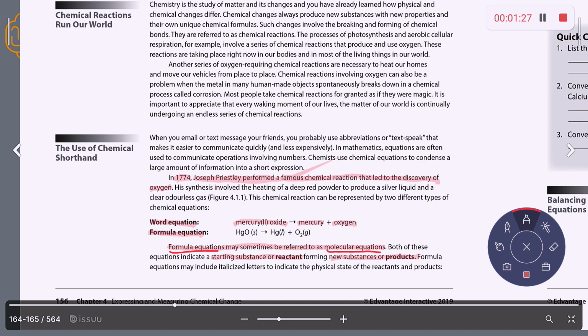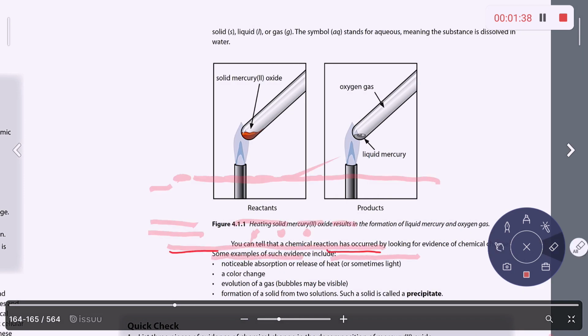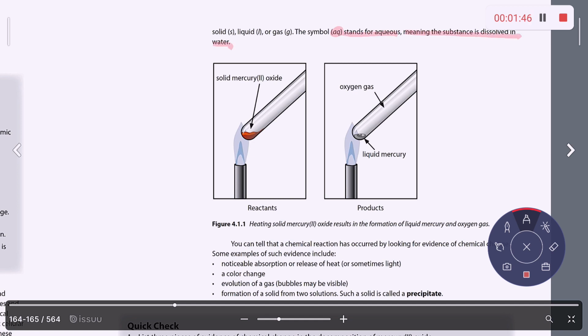States of matter are sometimes included after the substances. So you'll notice at the top of the next page that they have gone over what solid, liquid, and gas is. I'm just going to point out that aq stands for aqueous. That means that that particular substance is dissolved in water. This figure shows you the reaction that I talked about on the previous page, where we have the deep red powder, mercury(II) oxide, being heated, decomposing into the silvery liquid mercury, and then oxygen gas is leaving this open test tube, so that means the mass would be decreasing.